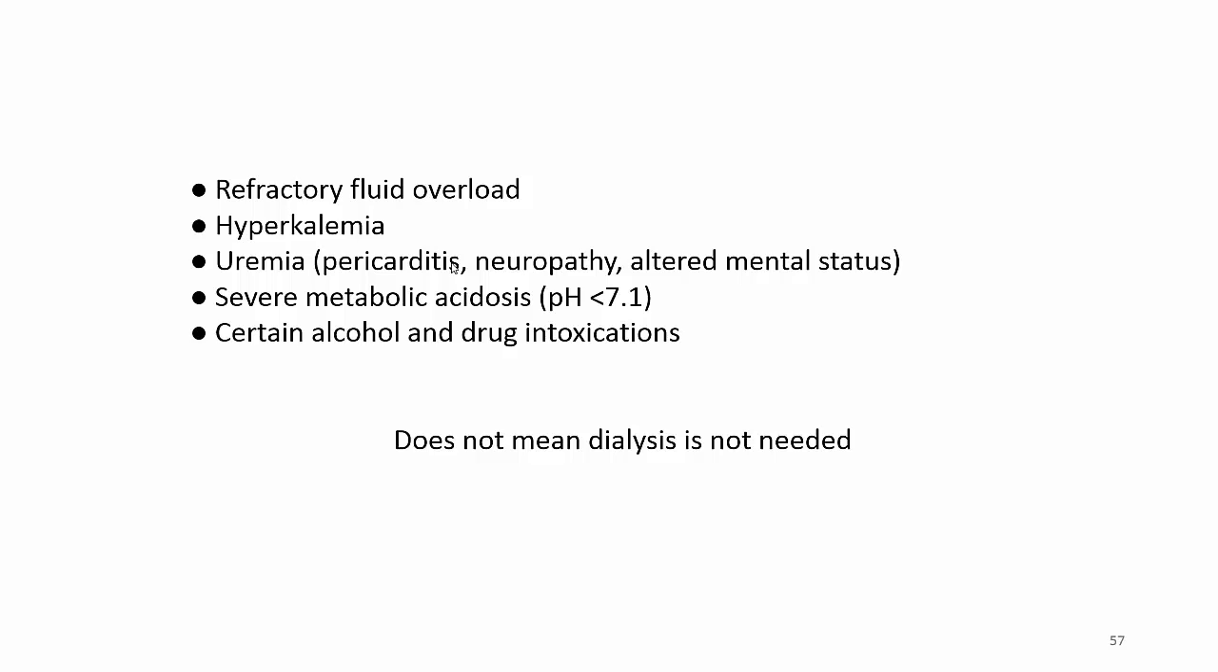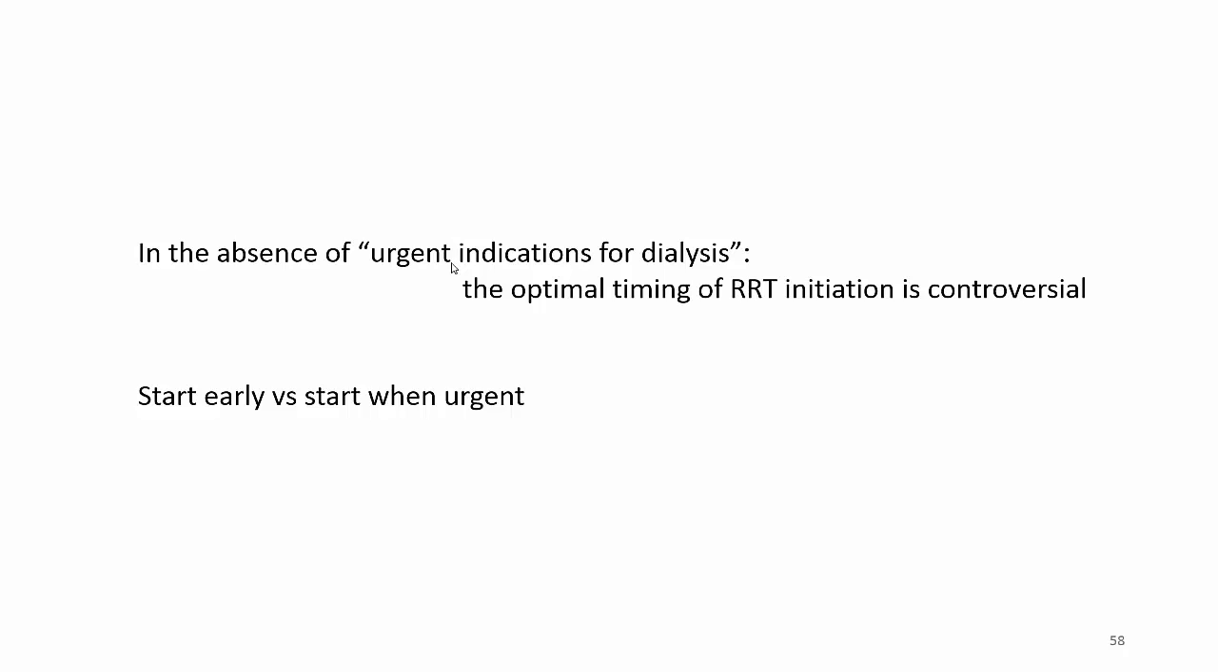Refractory volume overload is open to interpretation. I've found many definitions for that. So it doesn't mean dialysis is not going to be done, it just means that it's not going to be done right now. Now, if we don't have any of those 5, then when do we start dialysis? And that's the tricky part. It's always been controversial, and we have a great deal of evidence supporting one way or the other: start earlier, or wait until complications happen.